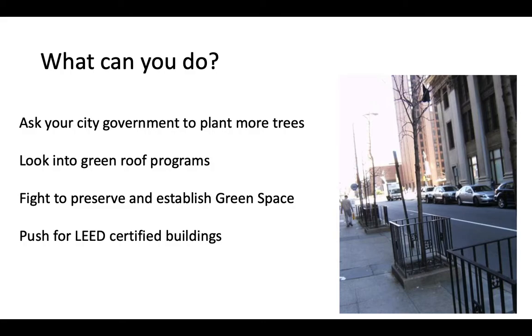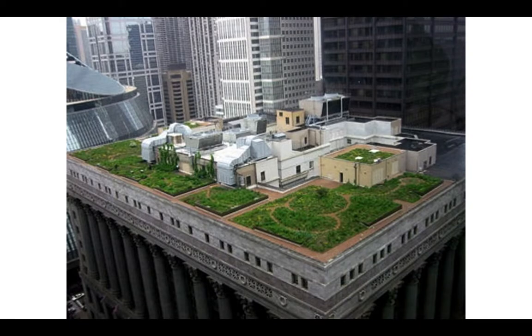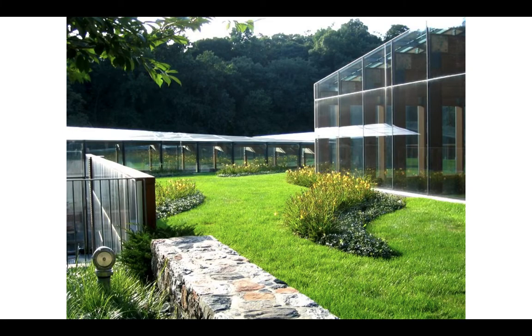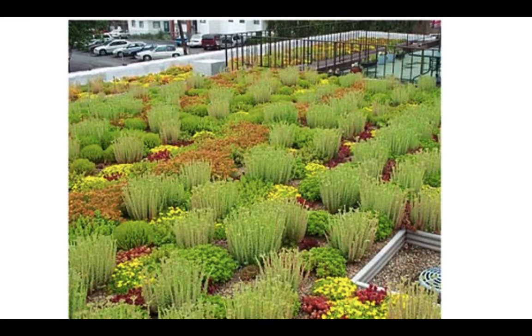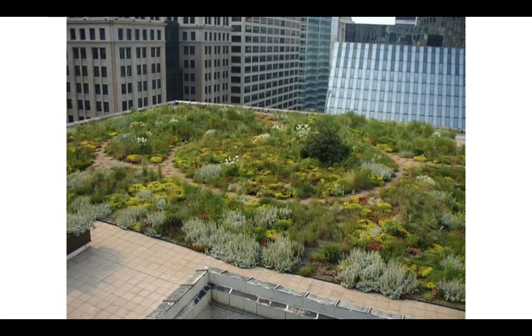What can you do? Plant trees. Ask your city government to plant more trees. Look into green roof programs. Fight to establish and preserve green spaces, and push for certification of buildings to be environmentally sustainable, less power usage, etc. Green roofs are more and more common. Greenwich Academy has one. It reduces urban runoff, increases primary productivity, increases air quality. It's aesthetically much more pleasing. Green roofs are really, really fantastic.